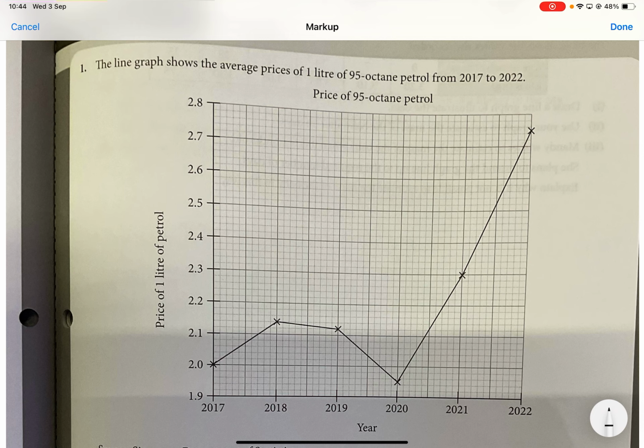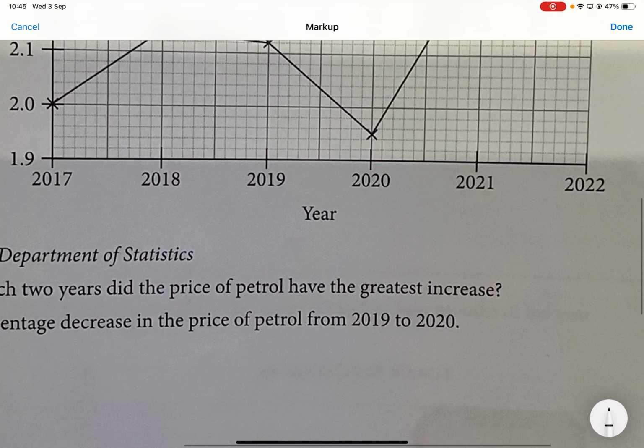Okay, line graph. Line graph, we have dots. Then after that, we join the dots with a line. And usually, the x-axis is time. In this case, it is year. So year is a time.